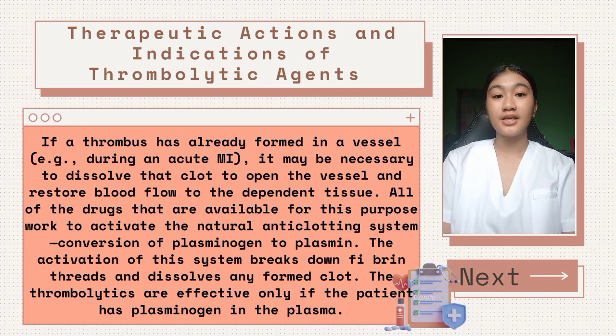Therapeutic actions and indications. If a thrombus has already formed in a vessel, it may be necessary to dissolve that clot to open the vessel and restore blood flow to the pendant tissue. All of the drugs available for this purpose work to activate the natural anti-clotting system, converting plasminogen to plasmin. The activation of this system breaks down fibrin threads and dissolves any formed clot. The thrombolytics are effective only if the patient has plasminogen in the plasma.